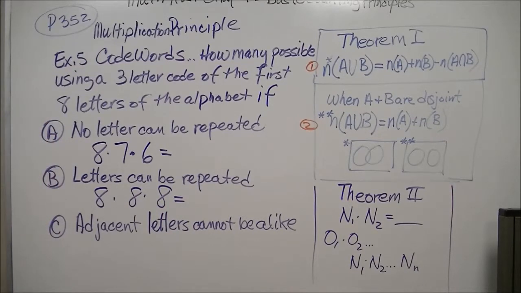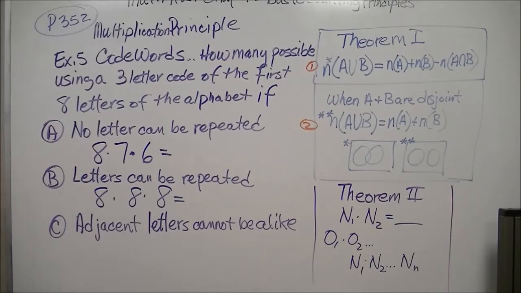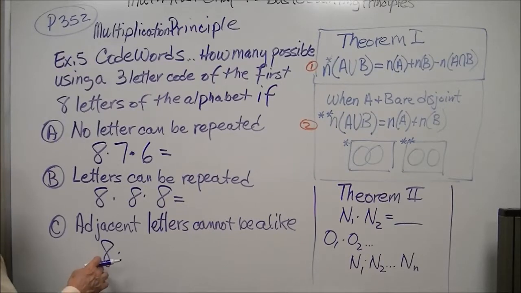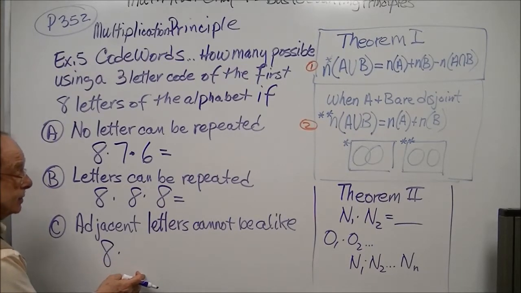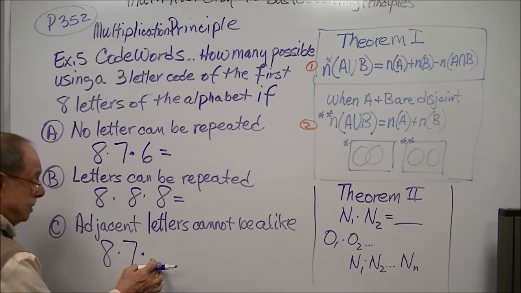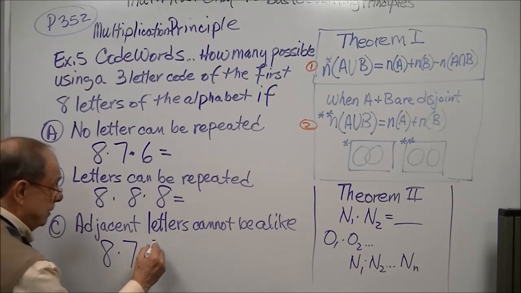In this next one, it says of 3 letters, but the adjacent letter cannot be alike. Okay. So again, your first one is going to be 8. But now the one that's there can't be the one next to it. So how many letters do you have now? 7. And again, this letter cannot be repeated here, but this one from over there in a sense could be, so you have 7 again.